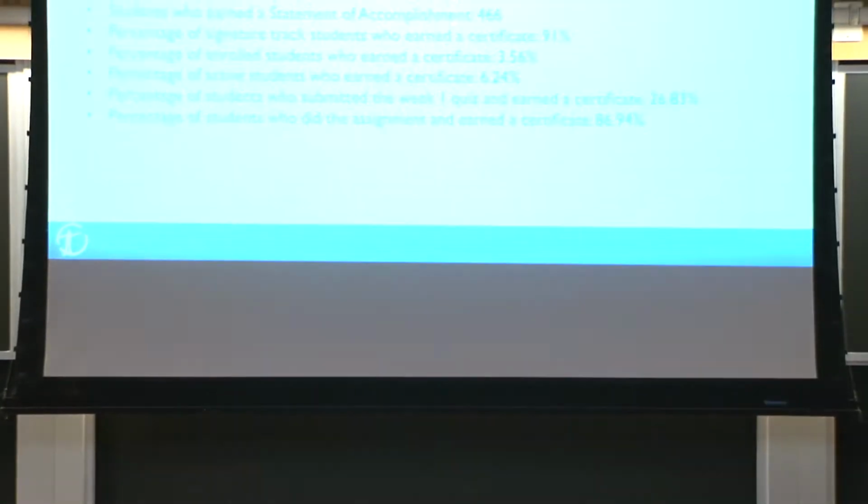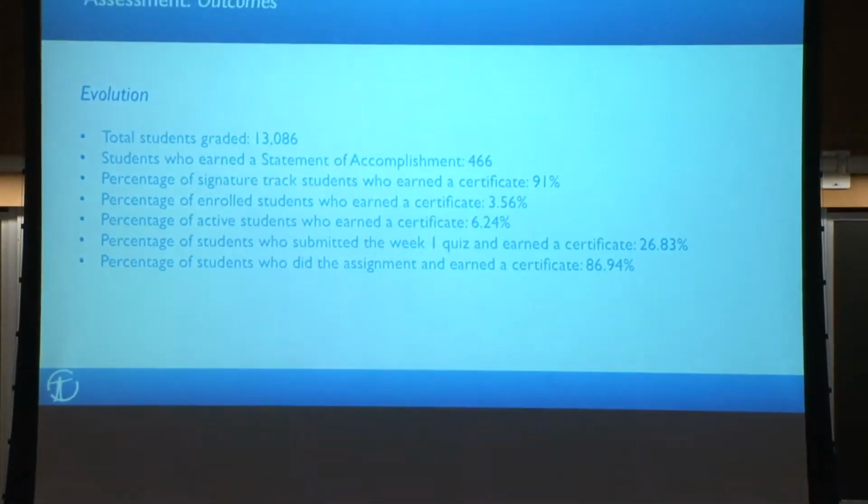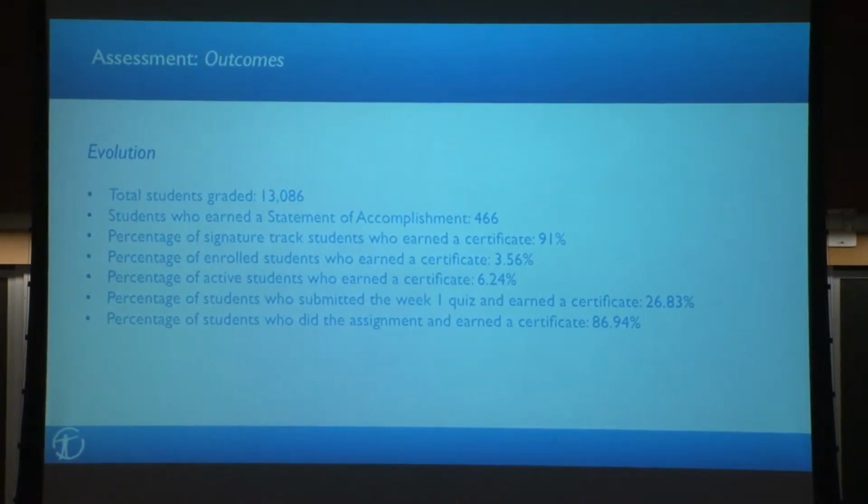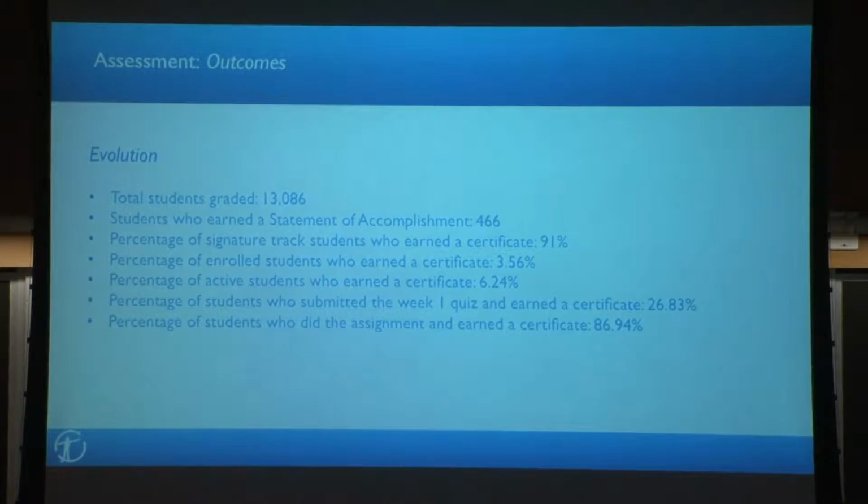So what are some of our assessment outcomes when we dive into this data a little bit? This is a list of metrics we look at for 1 course. So this is our evolution course. So who was graded and who earned a statement of accomplishment? And then we get those low percentages that everybody gets. What percentage of people got a certificate who were enrolled in the course? And it's like 4. And we're supposed to feel good about 4.